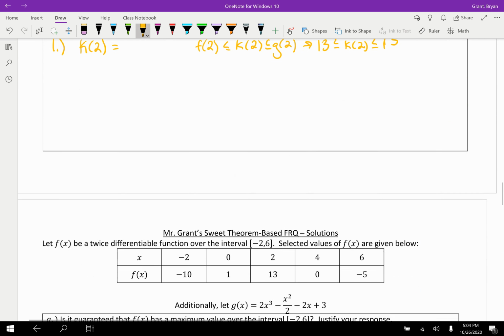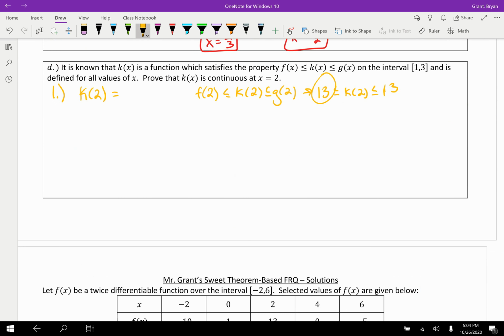Well, if k of 2 is between a lower bound of 13 and an upper bound of 13, I'm pretty sure that implies that k of 2 is 13. Easy enough. Okay, next up, k, get it?